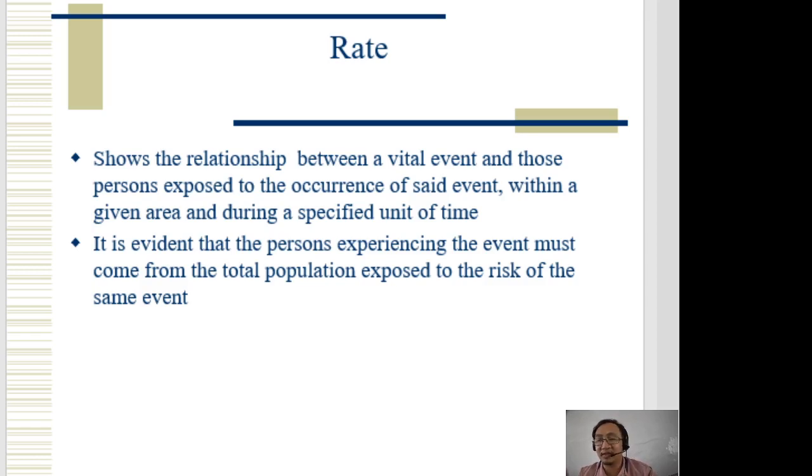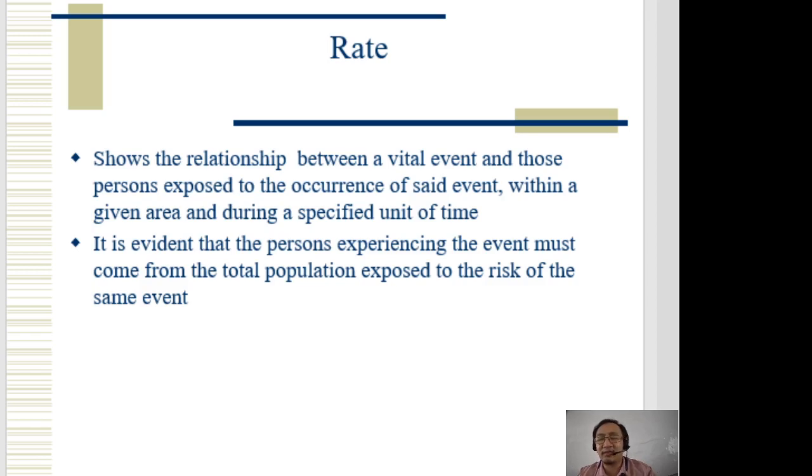When you say vital event, it's the important event that is usually happening in a population or in a group, and those persons exposed to the occurrence of the said event. The said event is the vital event that I've mentioned earlier within a given area and during a specified unit of time or a certain period of time. This would be better understood when we discuss the different indicators.